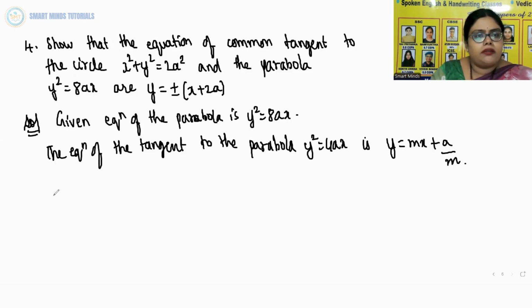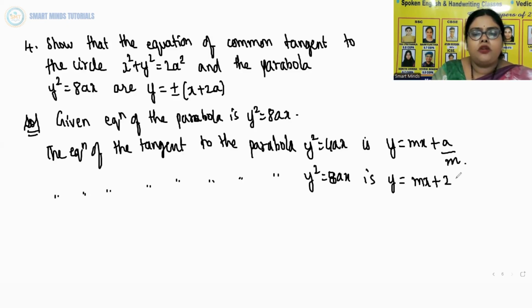Okay, but if the equation is y square is equal to 8ax, then equation of tangent will be, see in the place of 4a you have 8a. That means a is 2a. So here in the place of a we put 2a. So y is equal to mx plus 2a by m.